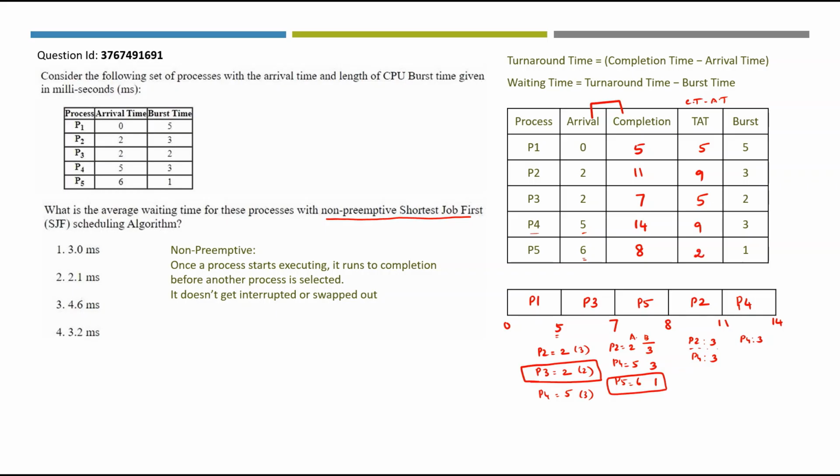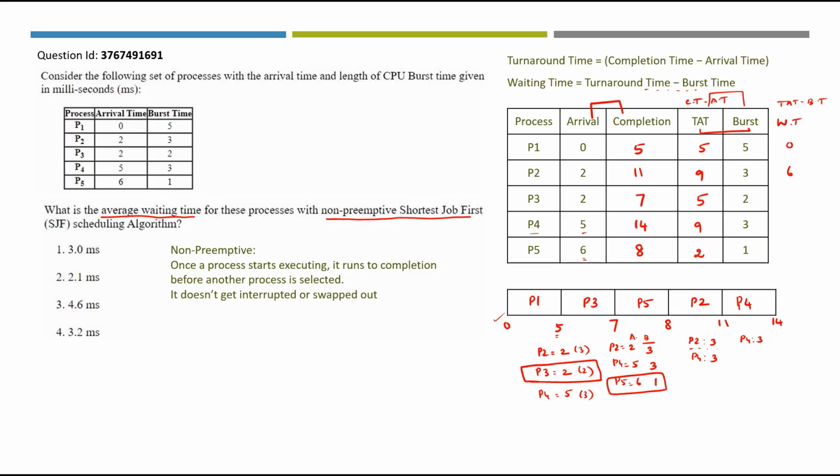What about the question? They have asked about the average waiting time. So here we can use this particular formula, turnaround time minus burst time. These two columns can be considered here. What is 5 minus 5? It is 0. So P1 has 0 waiting time. It is done. What about P2? 9 minus 3 is 6.